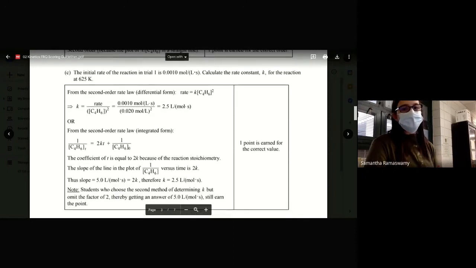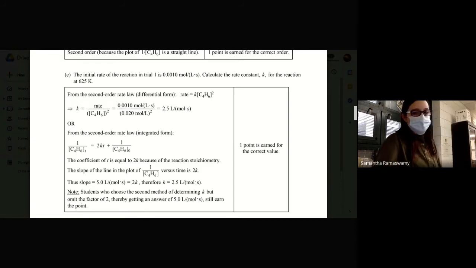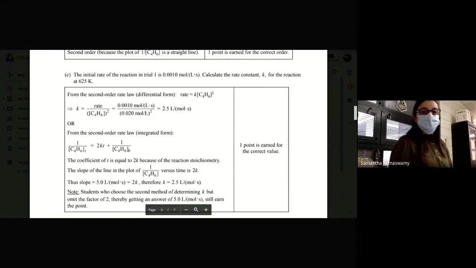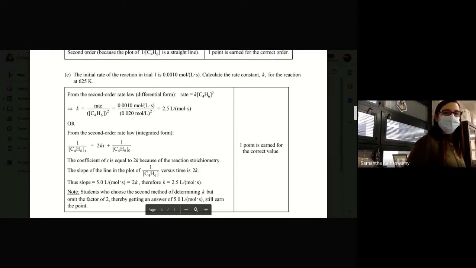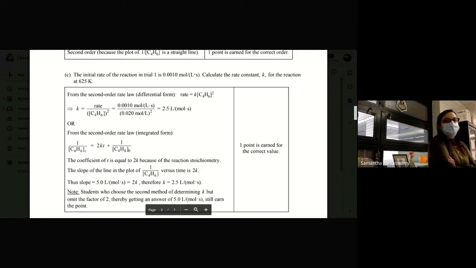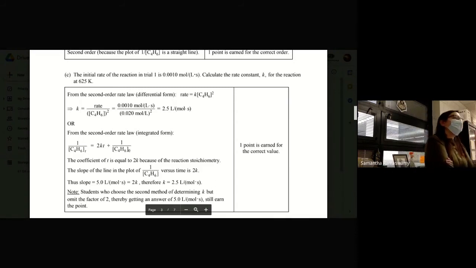Then part C. There were different ways that you could solve part C. They showed 2 ways, but there was a third way, and they noted it down here as well. Part C says the initial rate of the reaction in trial 1 is 0.0010 molar per second. Calculate the rate constant K at 625 Kelvin. So there are 2 ways you could have solved this.